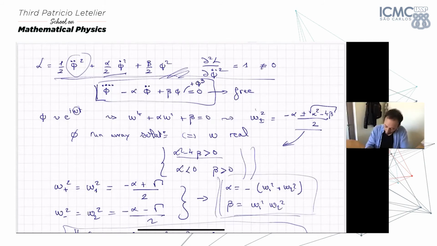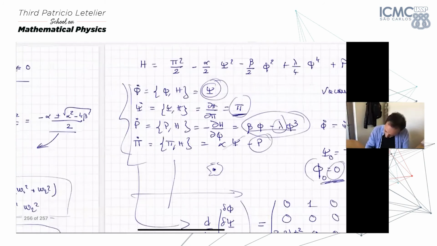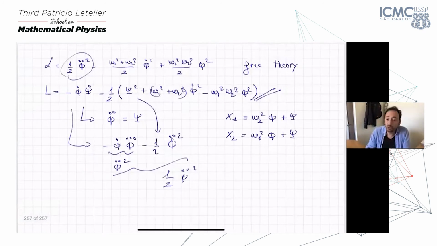So we have this Lagrangian, and we do this change of coordinates, x1, x2. Why? Because in fact it will simplify a lot, since we will directly recognize a Lagrangian that we know, and that we know how to quantize.